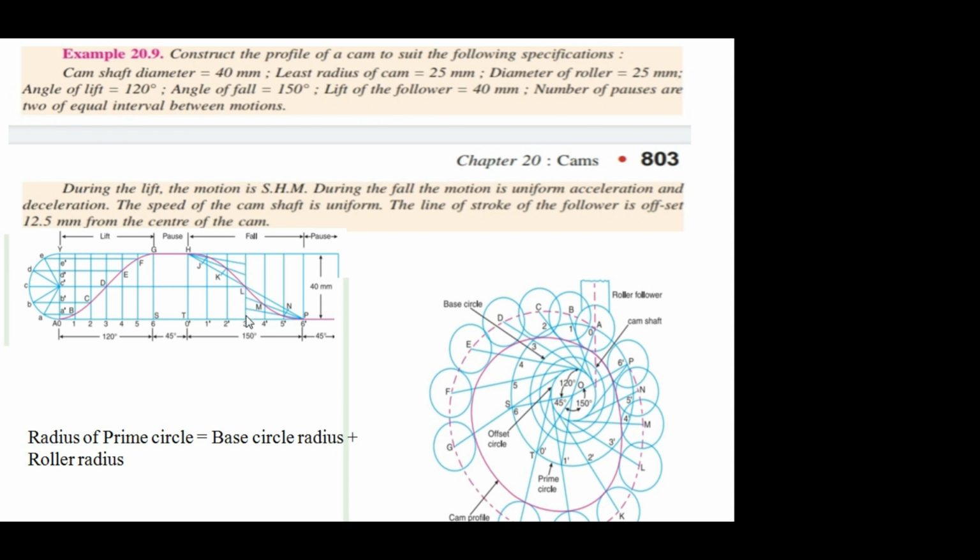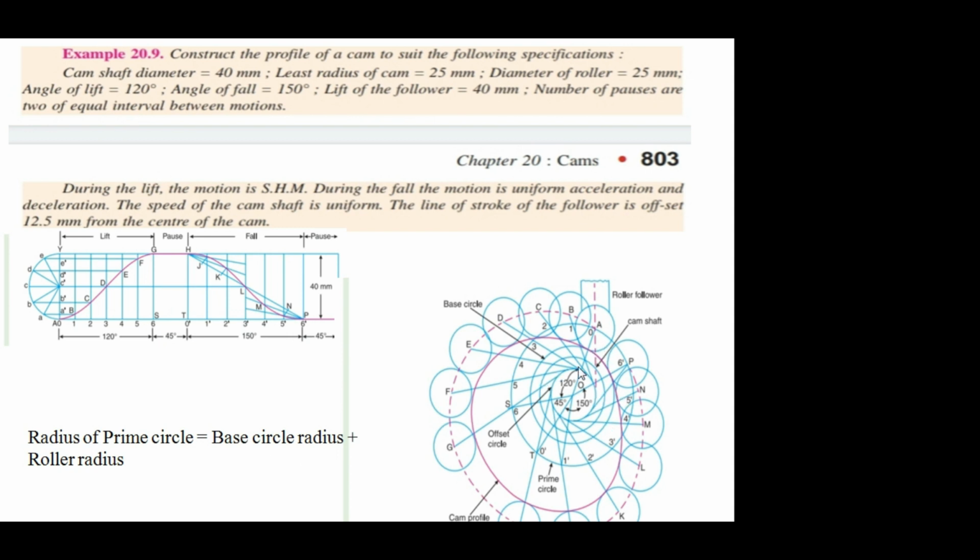Divide theta R in equal even parts vertically. Similarly, you have to divide the midline of the instroke in the same even parts vertically. So make the construction for uniform acceleration and deceleration for theta R. Here for theta O, make the construction of simple harmonic motion and draw the displacement diagram.